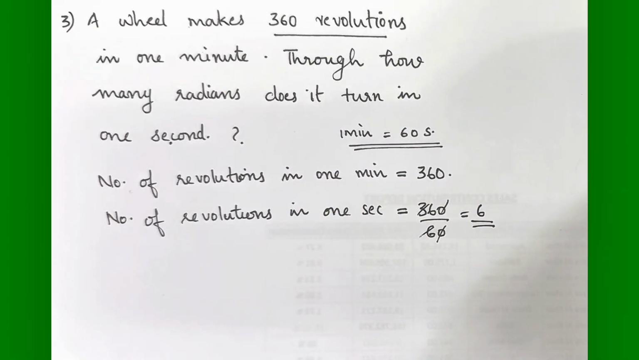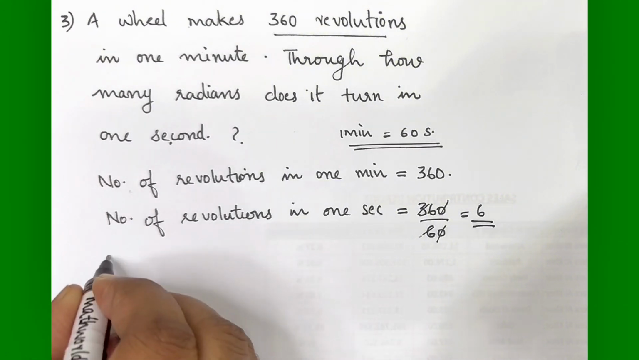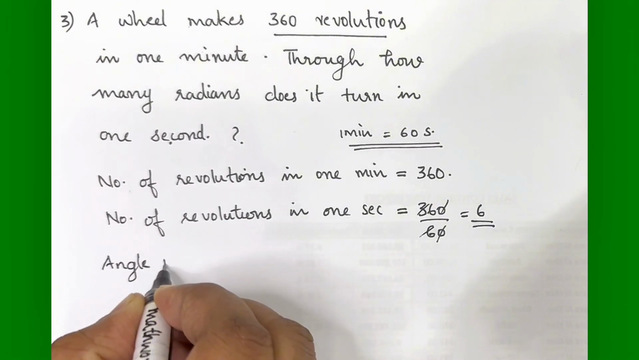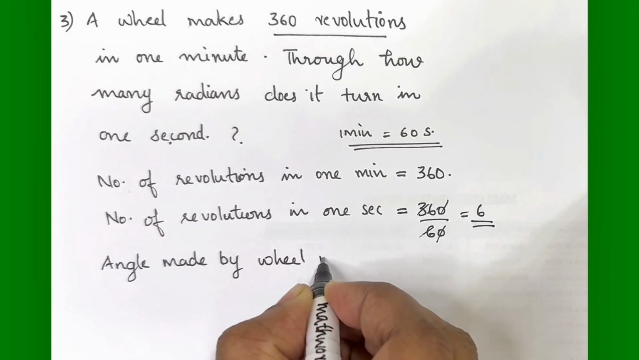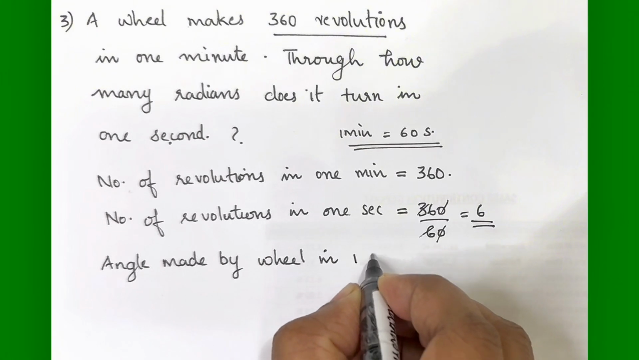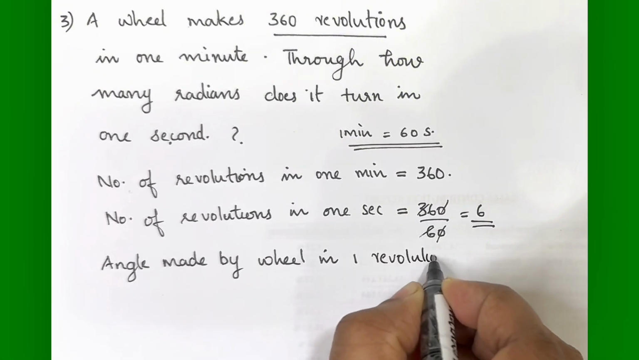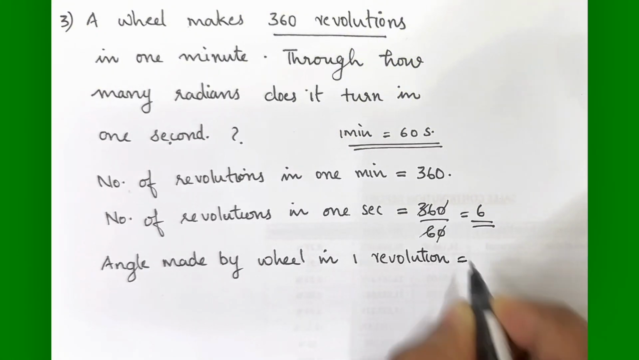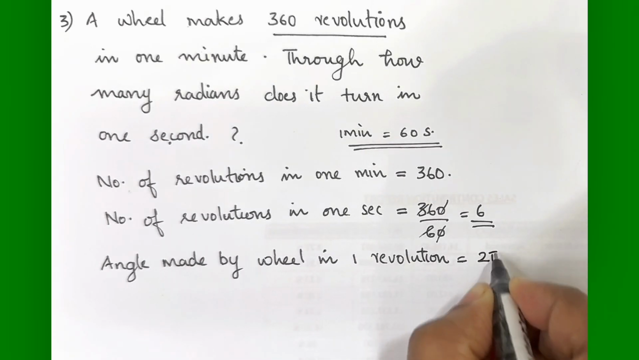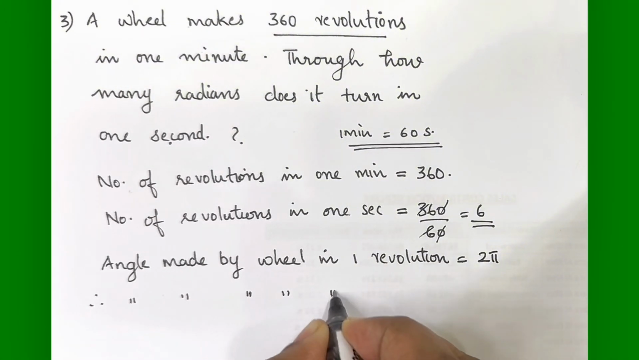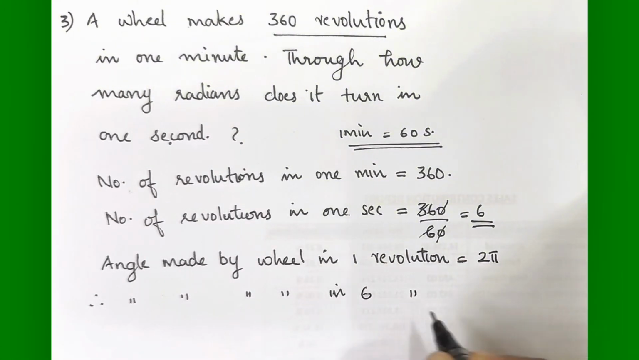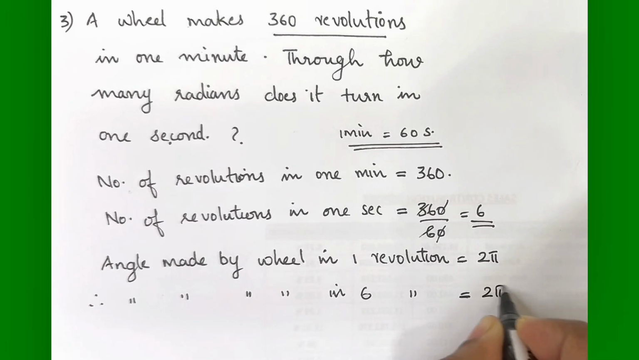Now the question is, through how many radians does it turn in 1 second? That is, we need to find out the angle made by the wheel in 1 second. So let's write the angle made by the wheel in 1 revolution is equal to total angle formed, 360 degree, or we can write it as 2 pi radian, because in the question we need to express the answer in radian. Therefore, angle made by the wheel in 6 revolutions: in 1 revolution it is 2 pi, therefore in 6 revolutions it is 2 pi into 6, that's equal to 12 pi. So 12 pi radians is the answer.